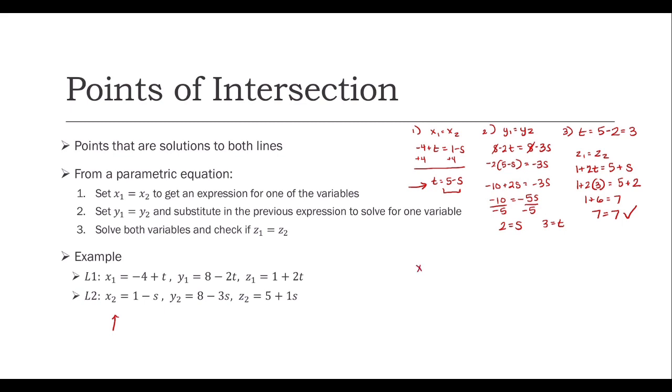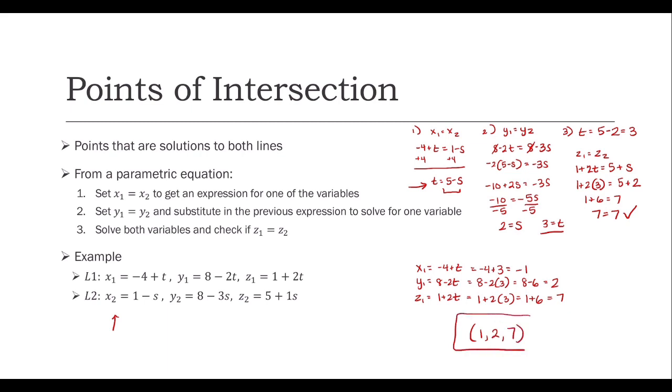and we need to figure out our x, y, and z coordinates. So we'll use x1, y1, and z1. x1 is -4 plus t, y1 is 8 minus 2t, and z is 1 plus 2t. We'll plug in 3 for t. So we have -4 plus 3, which equals -1. We have 8 minus 2 times 3, which is 8 minus 6, which equals 2. And then we have 1 plus 2 times 3, which is 1 plus 6, which equals 7. So our solution is (-1, 2, 7). So that's our point of intersection.